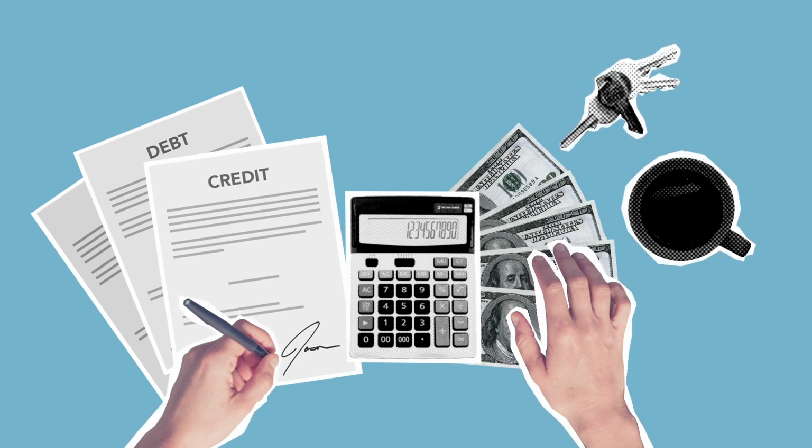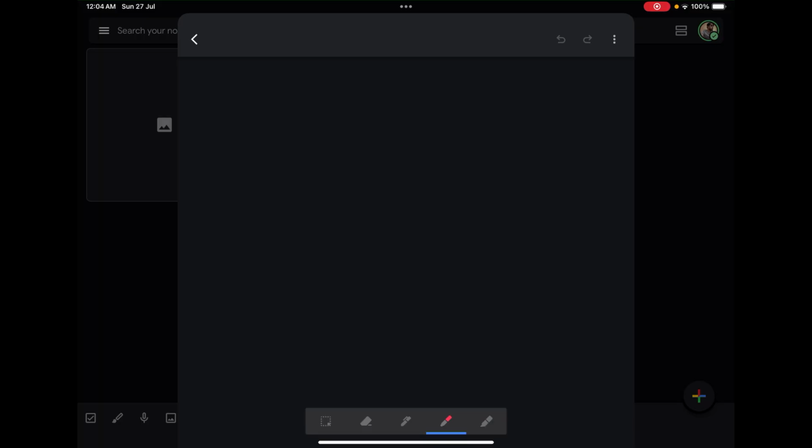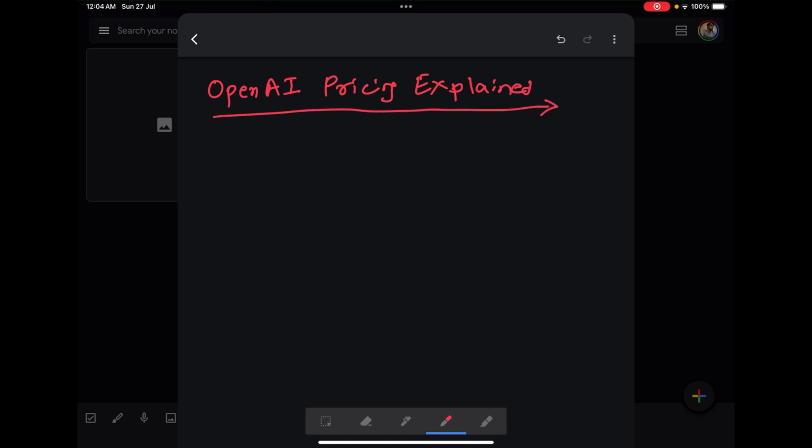Okay, so the topic here is OpenAI pricing explained. So this is the topic that we are trying to cover.